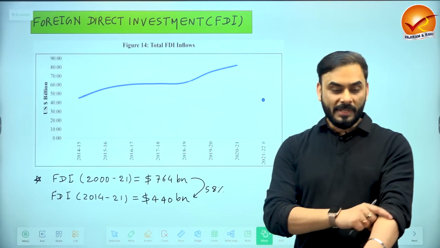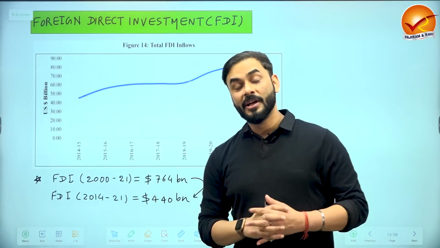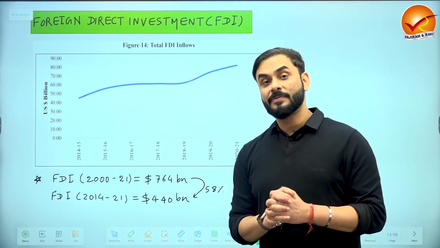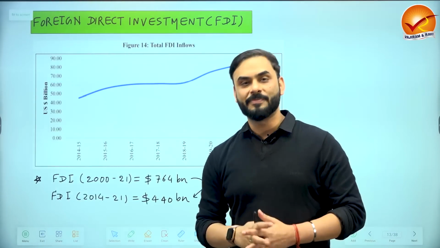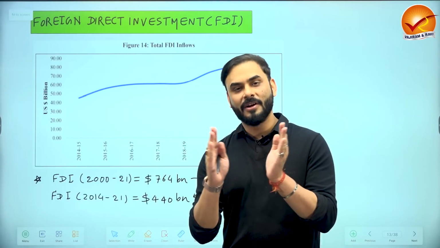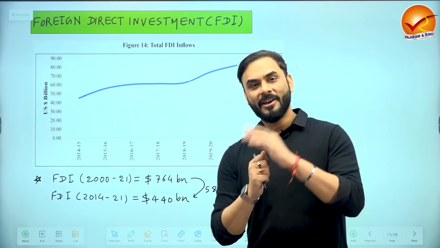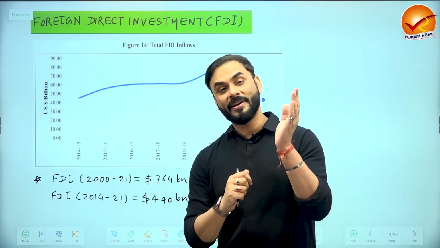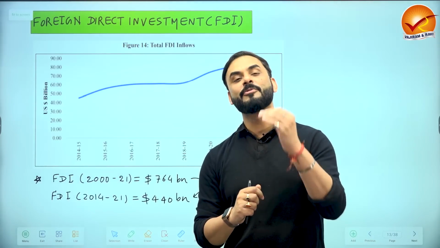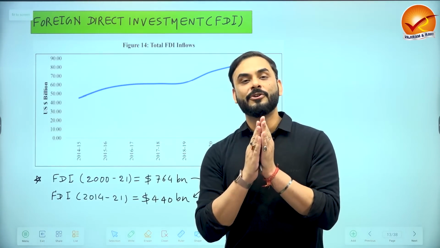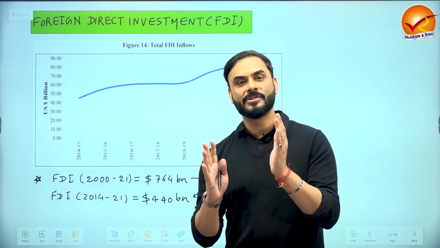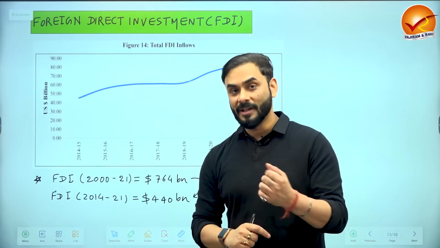Why? Because in the last 7-8 years, the government of India has taken a lot of steps to liberalize foreign direct investment. We have started to reduce the control. It doesn't mean that earlier foreign companies or foreigners were not interested in investing in India. We were putting more controls. We have started to loosen up the control through reforms. Hence, more FDI is coming.